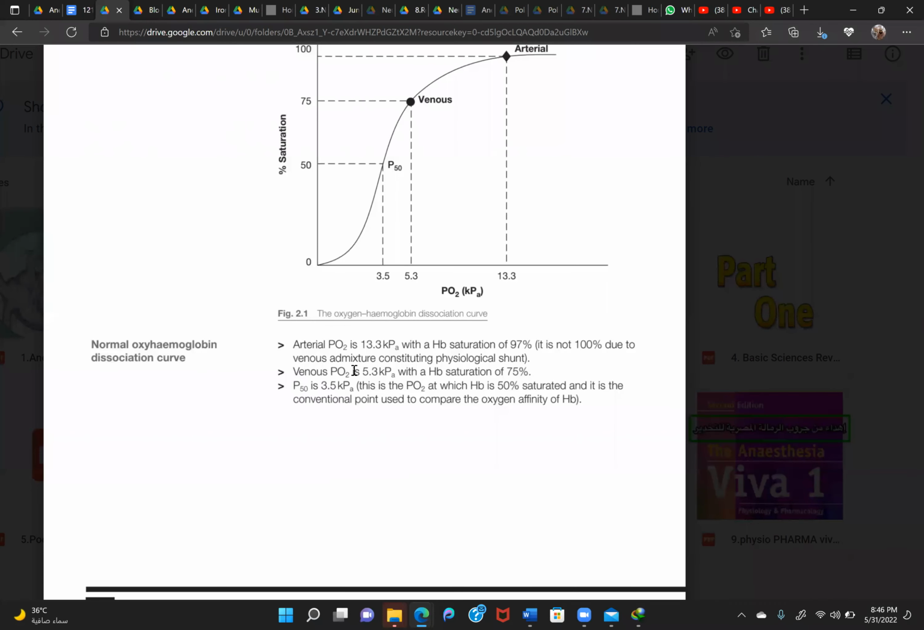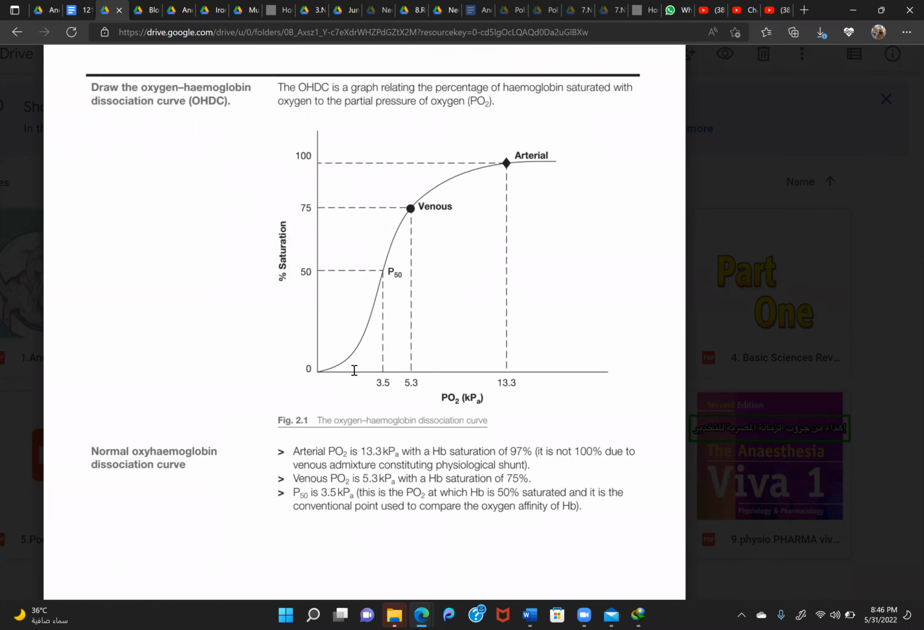Okay. So this is the normal oxygen hemoglobin dissociation curve. The venous point and the arterial point are asked. What is the venous point? What is the arterial point? What is the P50 value? It is changed in pregnancy and in the fetus. If it is shifted to the right, the curve will be such that more PO2 is needed.